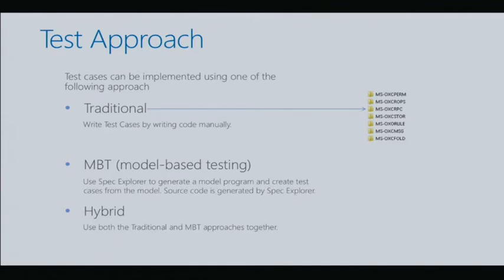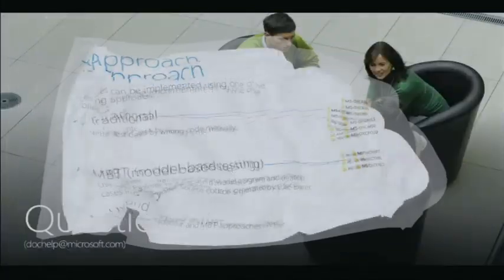So out of the 10 test suites in the RPC package, 7 of them use the traditional approach and 3 of them use the model-based test approach. And all of the test suites in EWS use the traditional approach. So we have a mix of both approaches. All right, that's all I had.